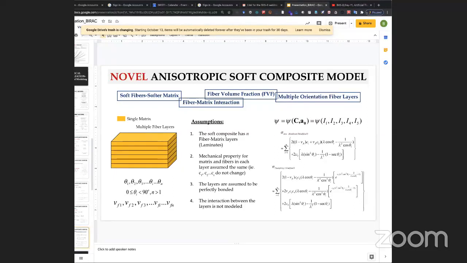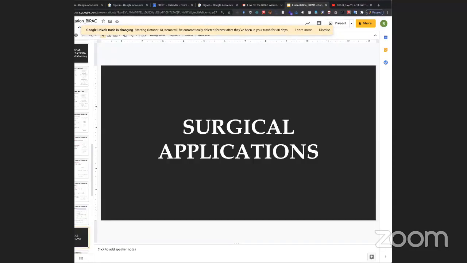Okay, next slide please. So let's look at some of the surgical applications which we have for these artificial tissues we have developed so far and the potential which we can look at. Next slide please.